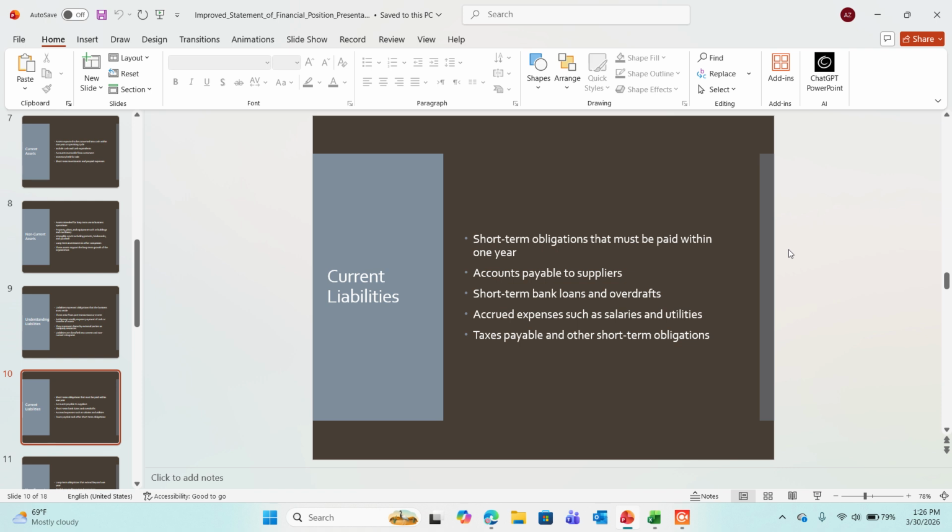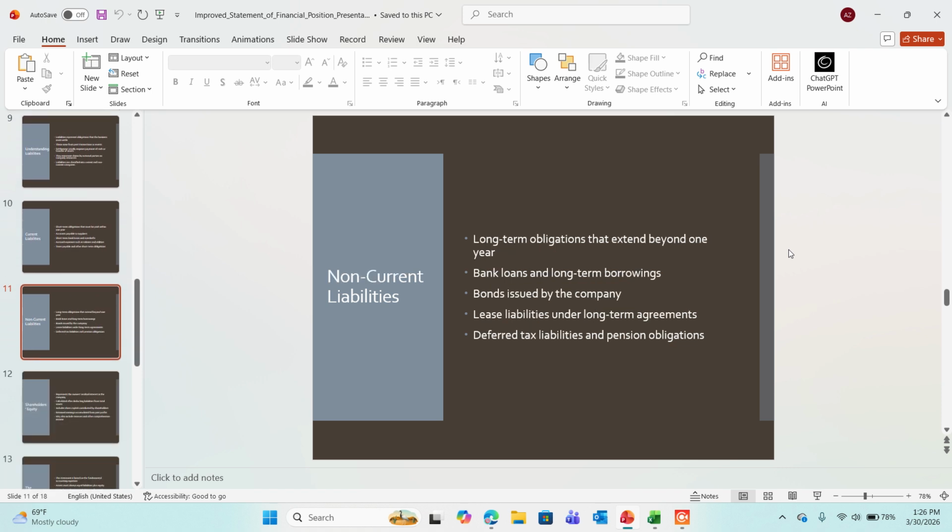Current liabilities. Current liabilities are short-term obligations due within 1 year. Examples include accounts payable to suppliers, accrued expenses such as salaries and utilities, and short-term loans. Managing current liabilities is important to maintain liquidity and avoid financial stress.